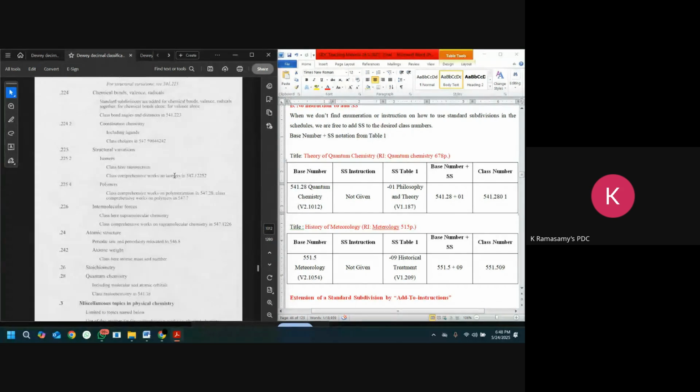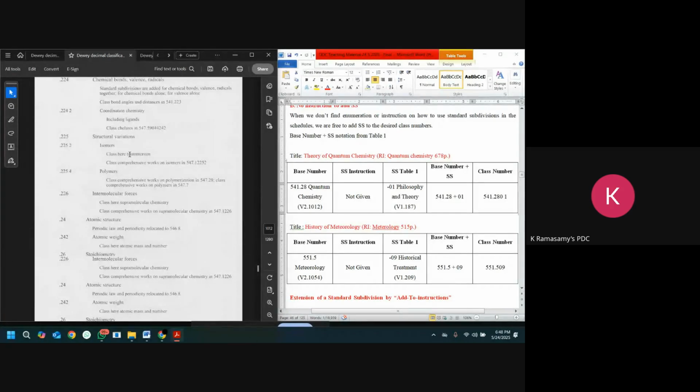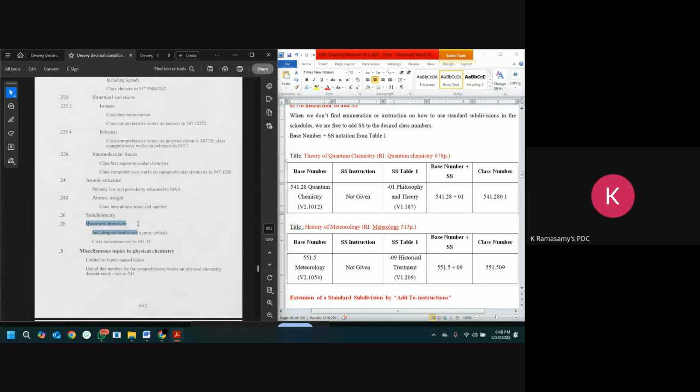So I went to quantum chemistry here. The number for quantum chemistry is 541.28. But just below quantum chemistry, no instruction is available to add standard subdivision. But I want to add standard subdivision. It's very, very simple. What is the base number? 541.28. Just add the original standard subdivision as such. 01 stands for philosophy, so let 01 be added to the base number. What is the answer? 5412801. So whenever there is no instruction, there is no bar on our side, and you can add the SS as such to the given base number. So these are all the four possibilities.